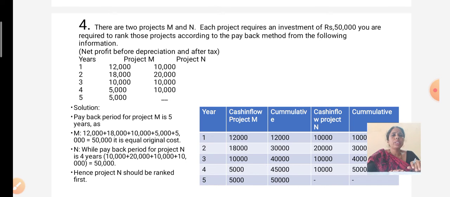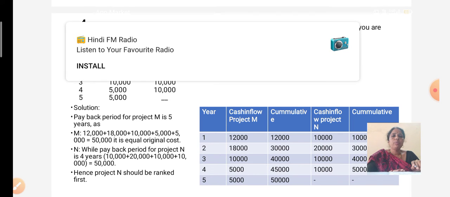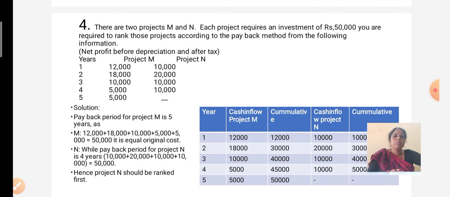There are two projects, M and N. Each project requires an investment of rupees 50,000. You are required to rank those projects according to the payback period from the following information. Net profit before depreciation and after tax. Make columns once again: Year 1, 2, 3, 4, 5. Project M, the cash inflows are 12,000, 18,000, 10,000, 5,000 and 5,000. Now project N: 10,000, 20,000, 10,000 and 10,000.